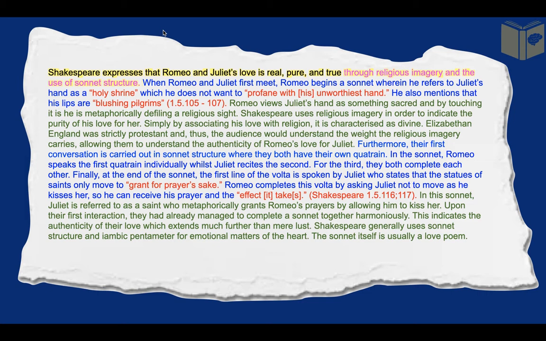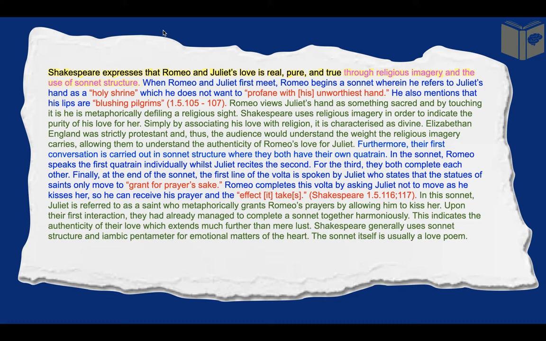Furthermore, their first conversation is carried out in a sonnet structure, where they both have their own quatrain. In the sonnet, Romeo speaks the first quatrain individually, whilst Juliet recites the second. For the third, they both complete each other's. Finally, at the end of the sonnet, the first line of the Volta is spoken by Juliet, who states that the statues of saints only move to grant for prayer's sake. Romeo completes this Volta by asking Juliet not to move as he kisses her, so he can receive his prayer and the effect it takes.